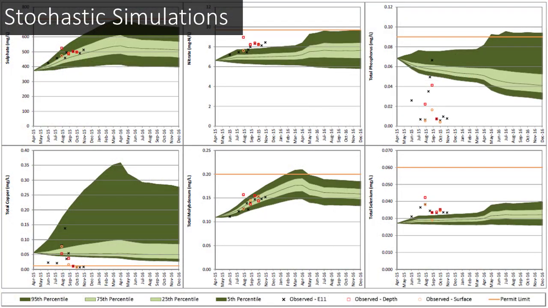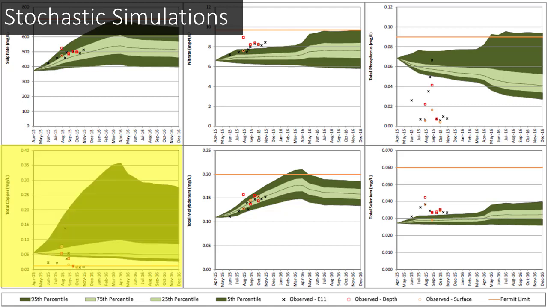So this is the results of a stochastic simulation. I'm going to show these graphs again later, but for now I'm just going to talk about the outputs. These are time series of concentrations in a pit lake. And the dark green is the 5th to 95th percentile. You can look at this right away, and this is predicting copper over time. The first thing you'll notice is that our uncertainty here is huge. And that's because some of our inputs have a wide range.